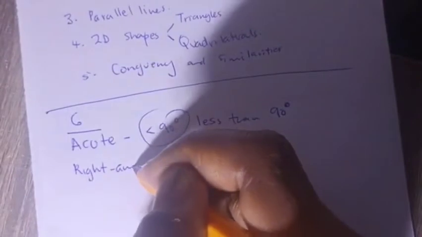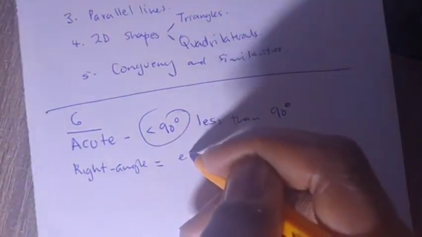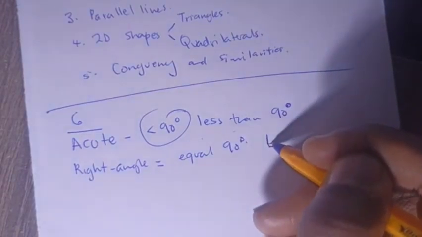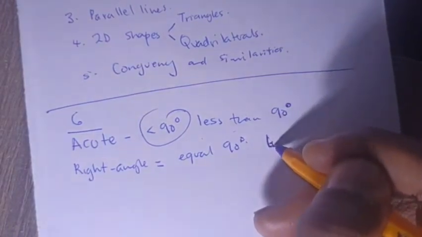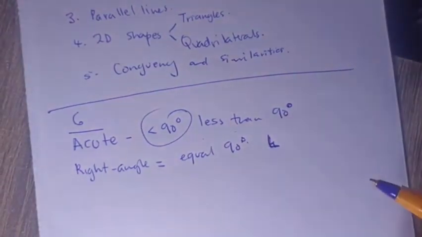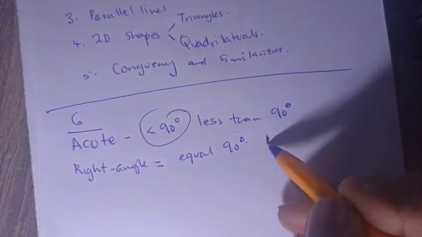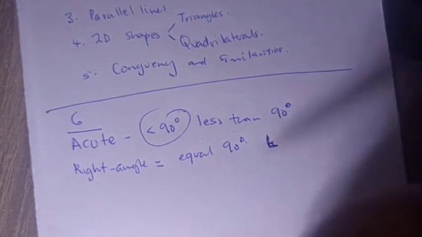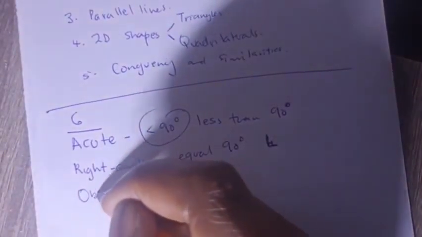Then we have got a right angle. A right angle is an angle that is equal to how much? 90 degrees. It's where this line and this line are perpendicular. The perpendicular lines form a right angle. A right angle is equal to how much? 90 degrees. Then we've got an obtuse angle.